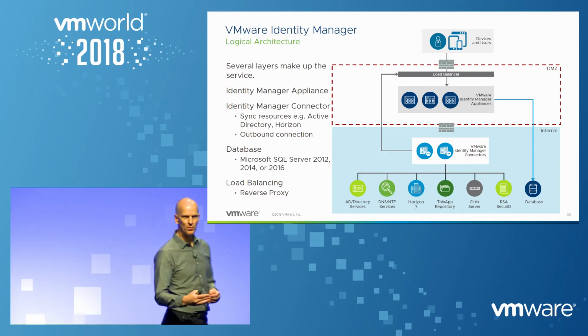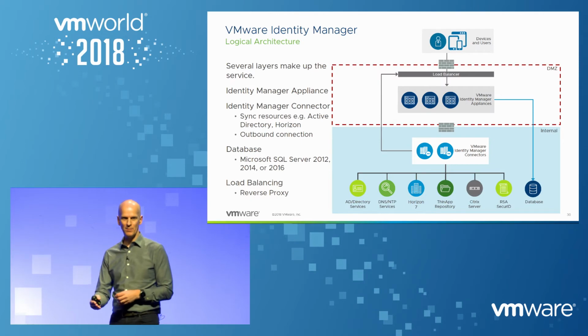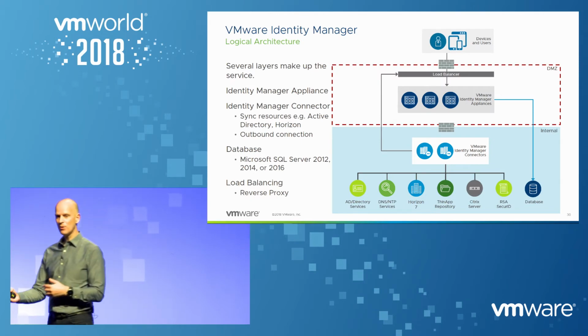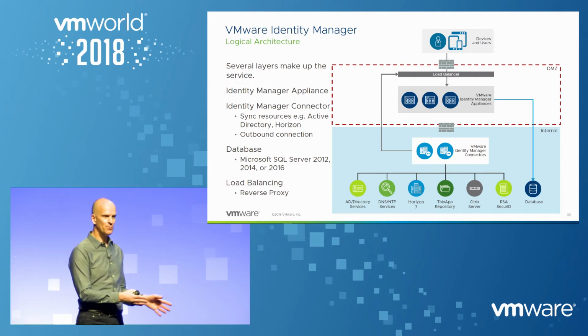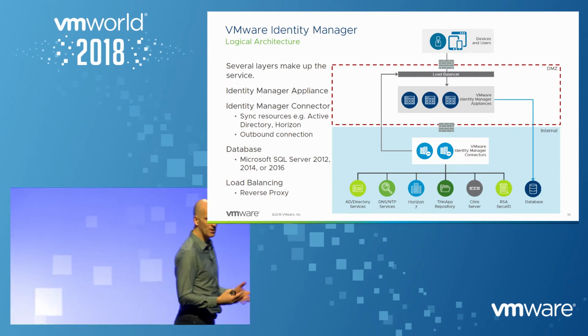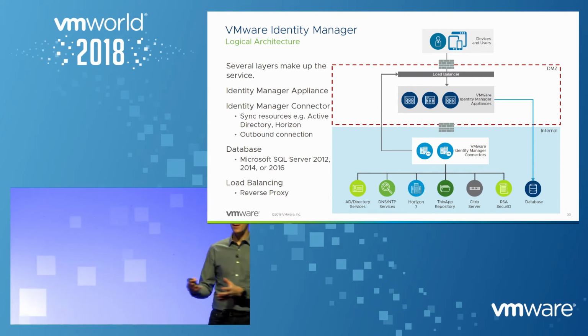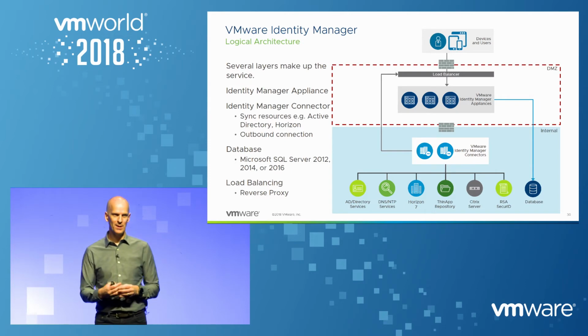The connector's role is to talk to other resources. Primarily that's going to be Active Directory. But if we're integrating into Horizon, it will also talk to our connection servers. If you're integrating into Citrix or other things, it will talk to that. That's the connector's role. It connects things. It will then take that information and pass it into the Identity Manager service itself in the appliance.